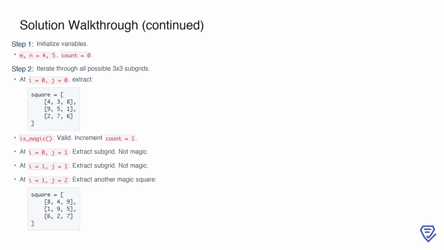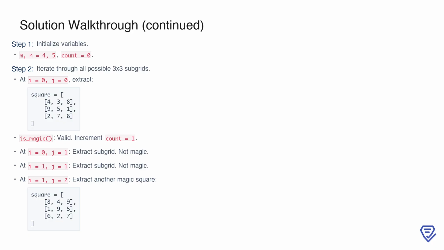The first subgrid, located at i equals 0 and j equals 0, is 4, 3, 8, 9, 5, 1, 2, 7, 6. Using the is_magic function, we determine that this subgrid is a valid magic square, so we increment count to 1. Next, we evaluate the subgrid at j equals 1, which is not a magic square. We continue this process, skipping invalid subgrids, until we reach the subgrid starting at i equals 1 and j equals 2.